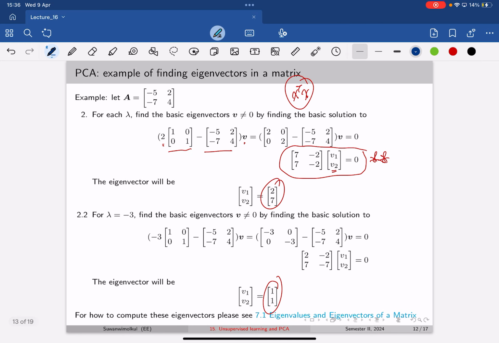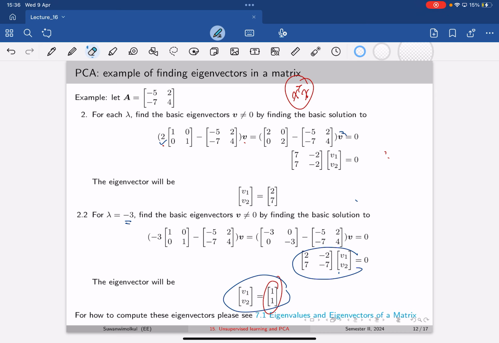For your first lambda, you just plug it in and solve this linear equation to get the vector V. You can use a technique called reduced echelon. I think the hardest thing about this is this step. I normally get confused in this step, but don't worry, every person has different problems with this. And for the second eigenvalue, you do the same thing. You solve for V, and you get the second eigenvector.